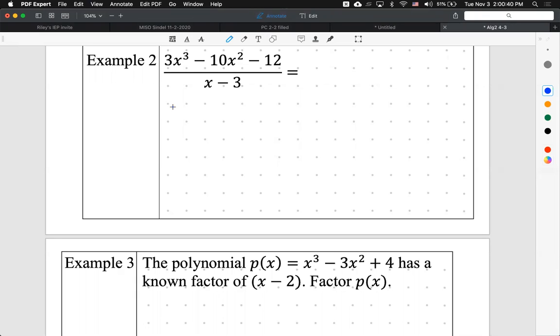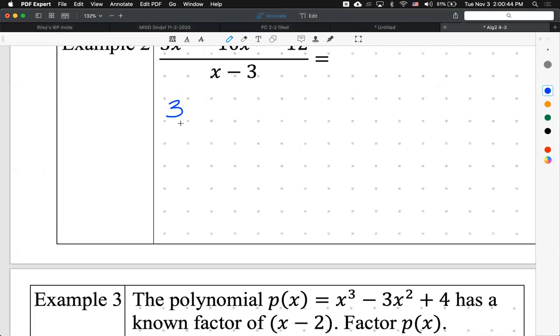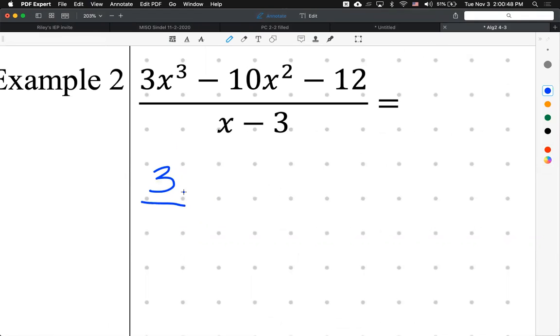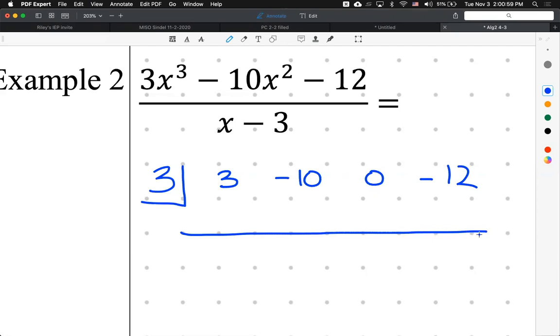Okay, so you have the positive 3 on the left, and then you have the box right here. And then a 3, a negative 10, a 0, and a negative 12. Thank you for setting it up.